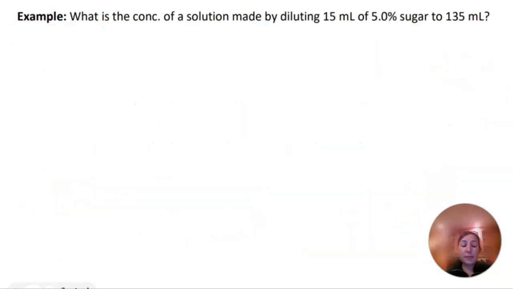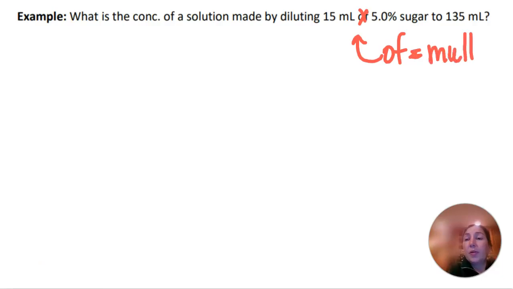Okay, let's try some more examples. In this example, what is the concentration of a solution made by diluting 15 milliliters of 5% sugar to 135 milliliters? Okay, so here is a nice math trick, a math word problem trick. When you are seeing a problem laid out like this, the "of" in this type of statement really means multiply. The "of" really means to multiply.